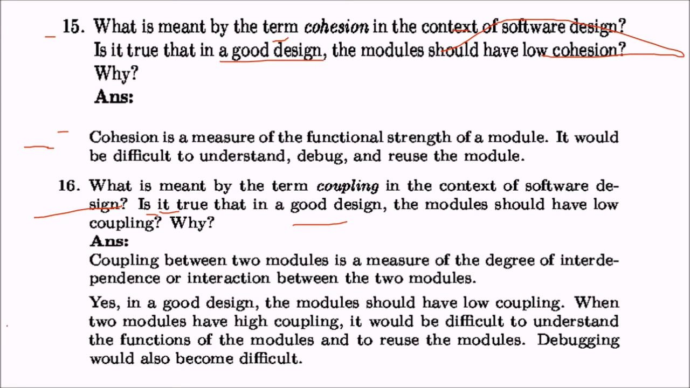Now let us answer it. Coupling between two modules is a measure of the degree of interdependence or interaction between these two modules. As I suggested, yes, in a good design, the module should have low coupling. When two modules have high coupling, it becomes difficult to understand the function of the modules and to reuse them also. So debugging would become difficult.